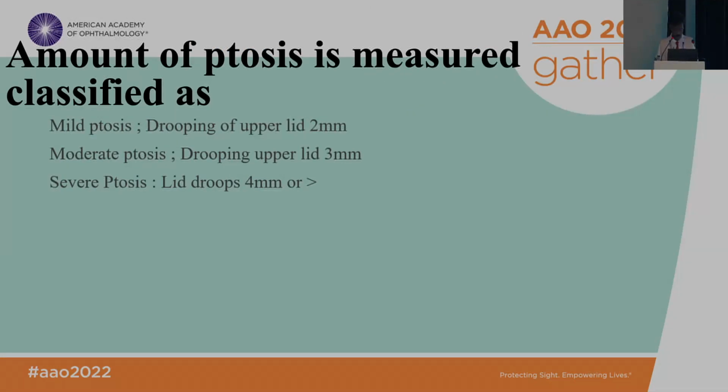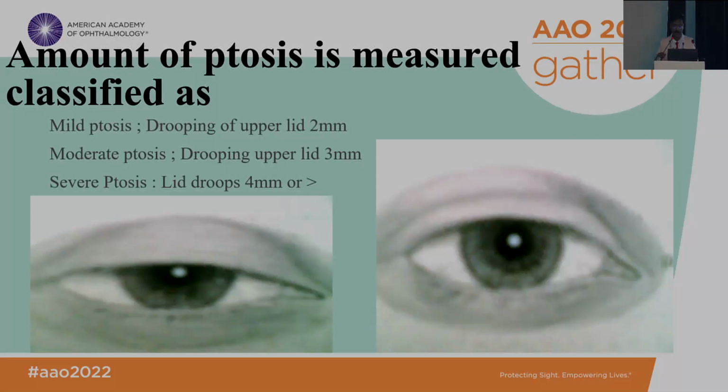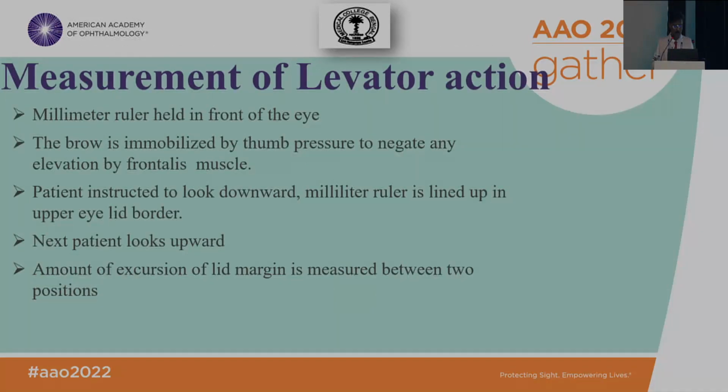So, the amount of ptosis: dropping of the upper lid by 2 millimeters is a mild ptosis. Moderate ptosis: dropping of the upper lid by 3 millimeters. Severe ptosis: the lid drops 4 millimeters or more. Then the most important is the levator function action.